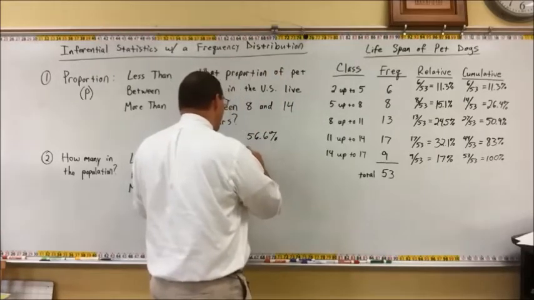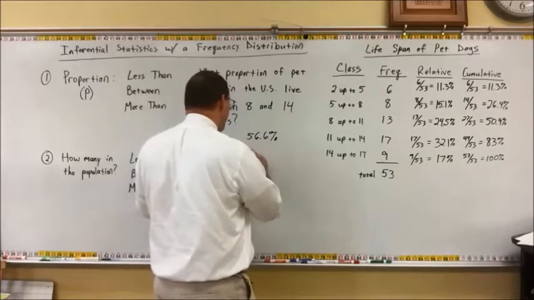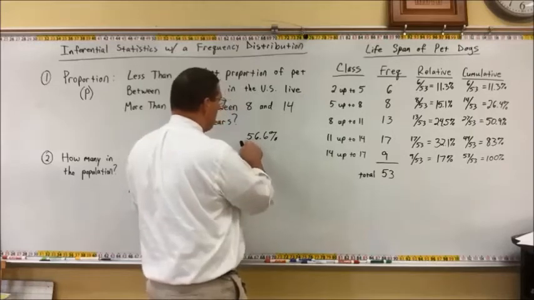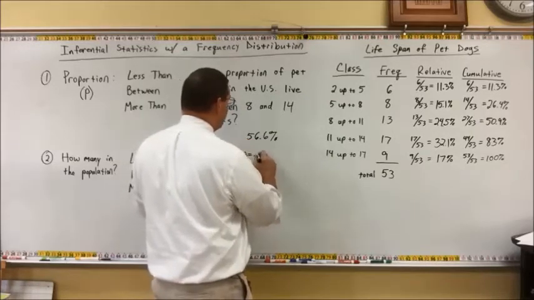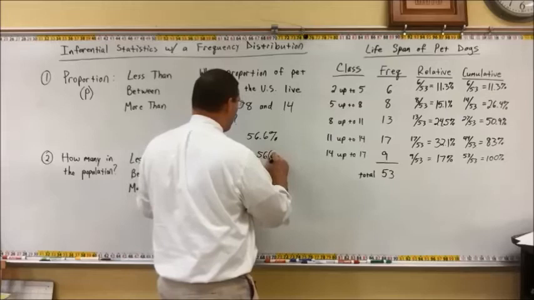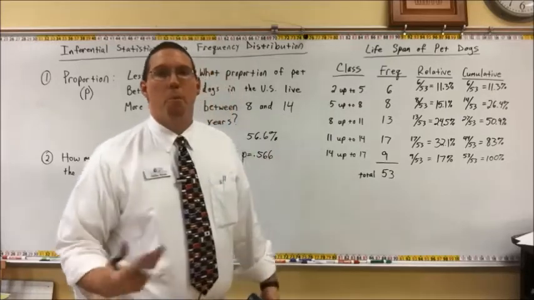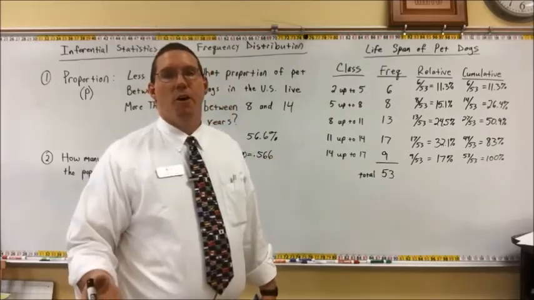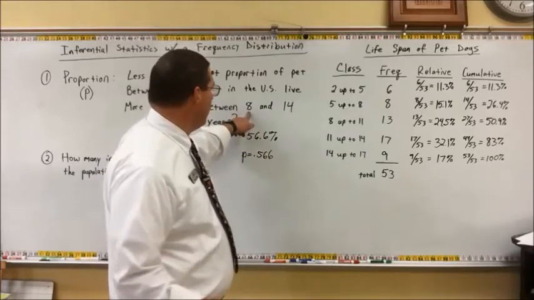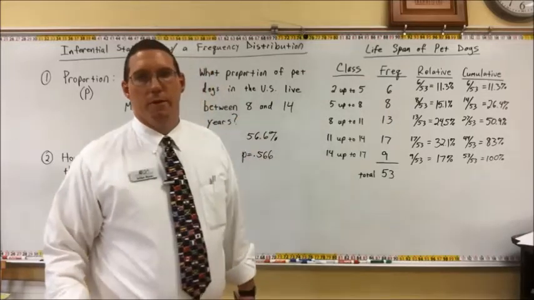And we could write it as a proportion. P is equal to, move the decimal point over 2 places, 0.566. And that would be the proportion of pet dogs that live between 8 and 14 years.